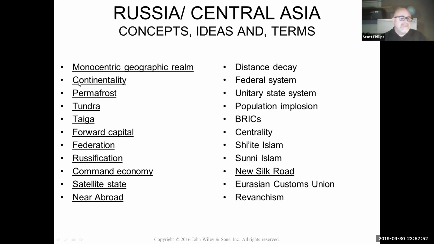Okay, these are some concepts, ideas, and terms that would be useful to know. Some of the first ones have a lot to do with the physical geography, and there's some other things that we're going to be talking about as we go.